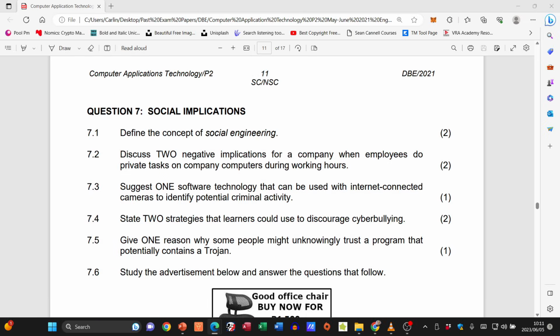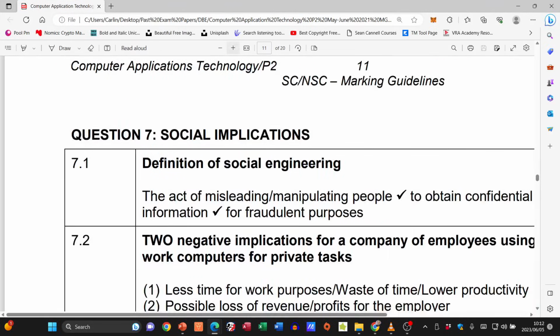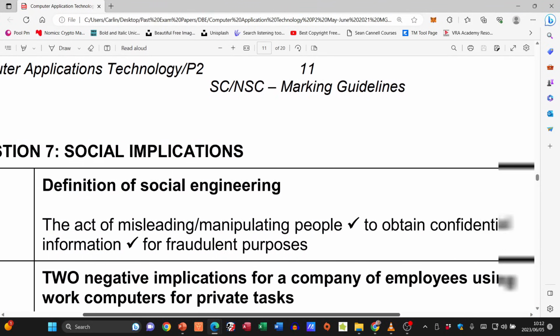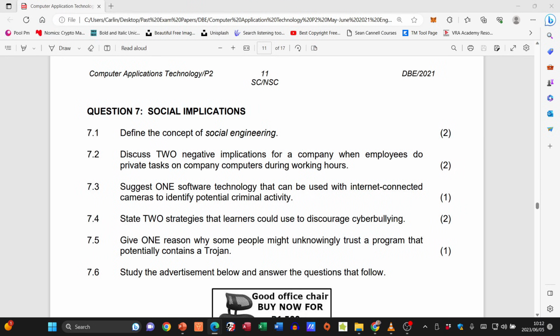Now let's look at question number 7, and we're dealing with social implications. And the question that always comes up is define the concept of social engineering. Now, what is this? This is the act of misleading or manipulating people to obtain confidential information for fraudulent purposes. Okay, there's the definition. Make sure you take that down. The act of misleading or manipulating people, you can see that's 1 mark. To obtain confidential information, your 2nd mark, for fraudulent purposes. So that's how you get your marks as well.